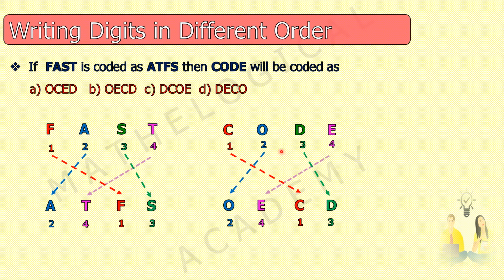So O has moved to first place, C to third place, D to fourth place, and E to second place. Hence our code is OECD.